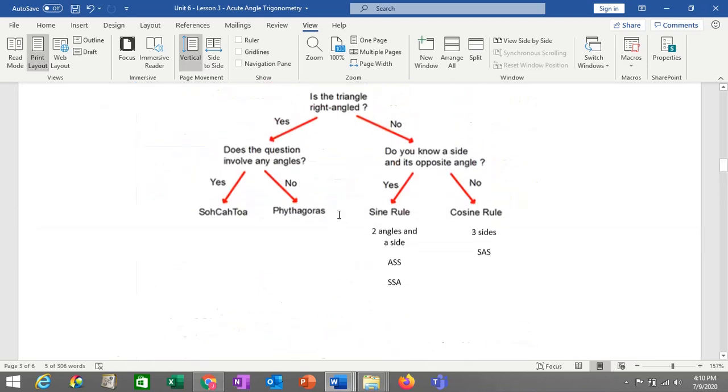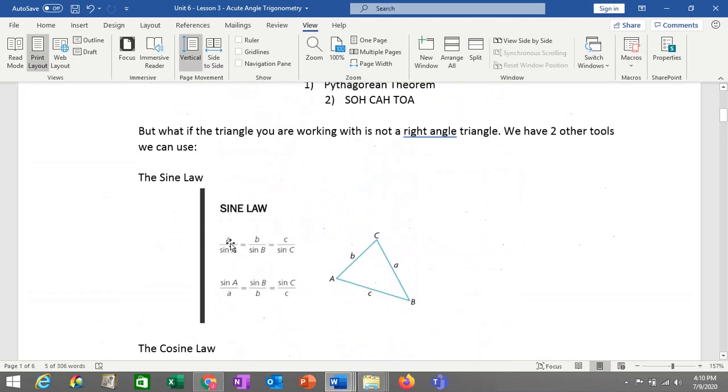Now you might be wondering, if you look at the sine law, you'll see that it comes in three pieces. But notice there are two equal signs. And what this means is you don't actually need all three pieces of the sine law. At any given point, you're only going to be using two pieces.